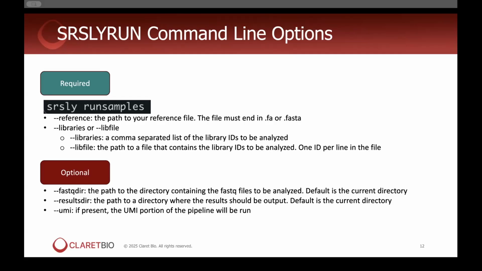And then lastly, if there are UMIs present in your sequencing data, then you can use this dash dash UMI flag. And this will run some additional tools. I won't go into too much detail about this option today, but it is a good tool to be used following if you've used seriously UMI to prepare your BCL files and demultiplex them properly. This is what you'd want to be using following that as you're using srslyrun for the next steps.